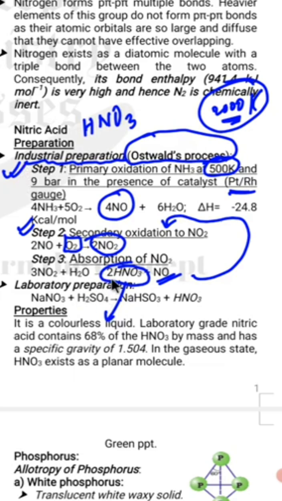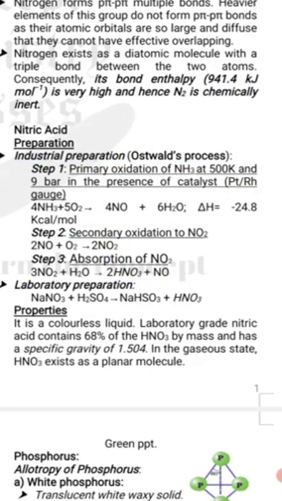And if we want to prepare some amount of nitric acid in the laboratory, then we can follow this step. Sodium nitrate is reacted with sulfuric acid to form our nitric acid in some lesser amount. Then next is the properties of nitric acid, which is not so important. Please note down this also.